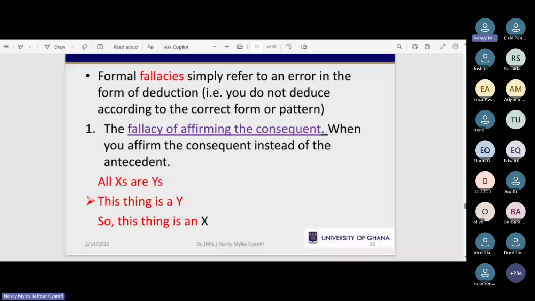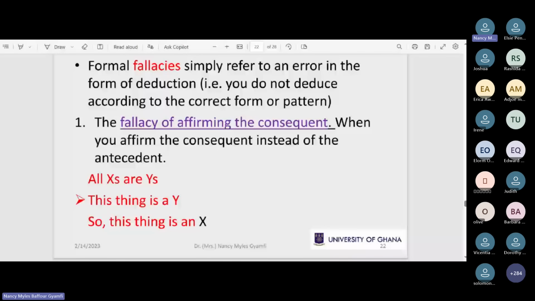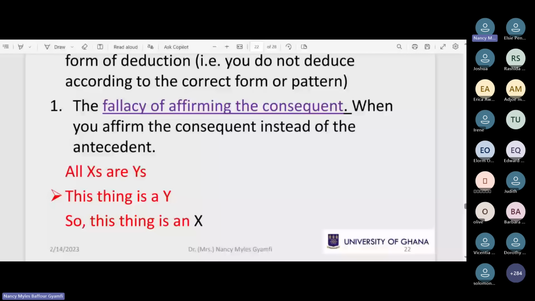Right, I'm here. Everyone, please look. So the fallacy, a fallacy means error. Don't go and learn that as the correct pattern. The fallacy of affirming the consequent. If you affirm the consequent, it will be an error. That is what is going on our screen. All x's are y's. That's the first premise. Then look at where the problem is. This one, second premise. The person says this thing is a y. So we should say that it is an x.